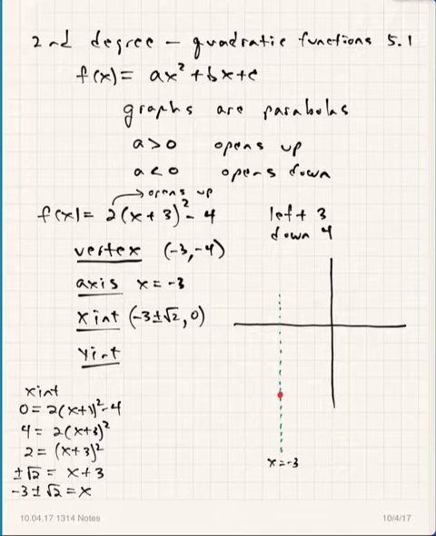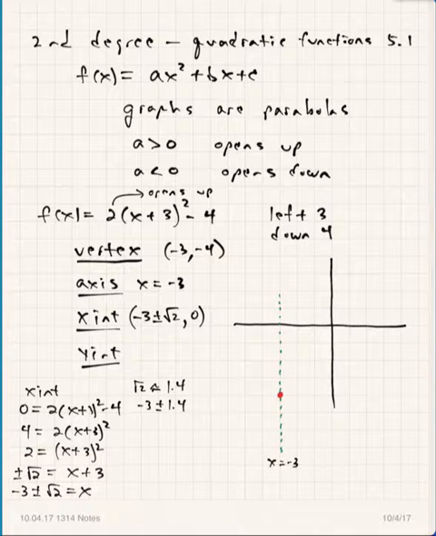Square root of 2 is approximately, you could use a calculator there, but it's approximately 1.4. And so these intercepts are really at -3 plus or minus about 1.4. And so that would give us -4.4 and -3 plus 1.4, which is -1.6. And I put a little dot over the equal sign just to say that it's approximate there.